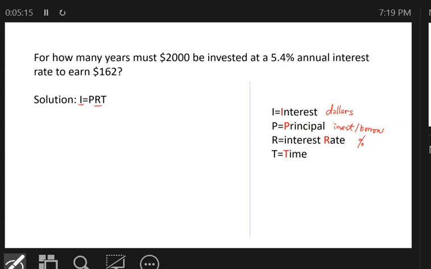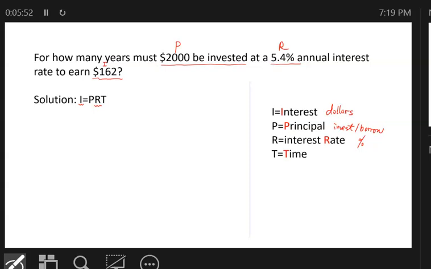Okay, let's plug in all the numbers. The $2,000 to be invested is our principal. And 5.4%, the percentage, is always the rate. And to earn $162: when you lend money to the bank, the bank has to pay you interest. So this is the dollar amount, which is the interest. That's the letter I. Make sure you don't mix up the rate and the interest.